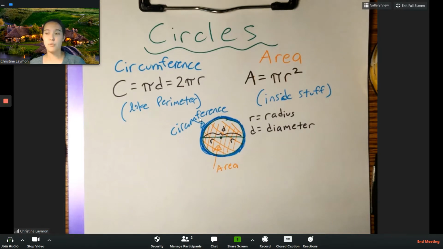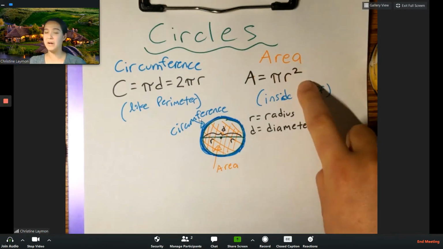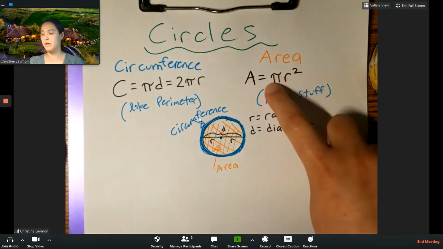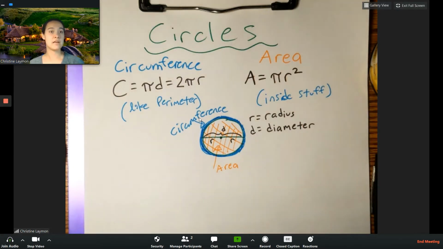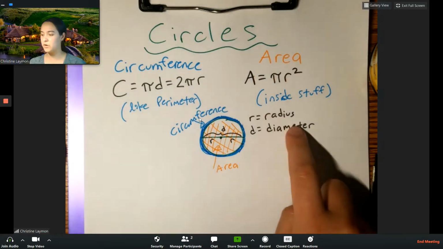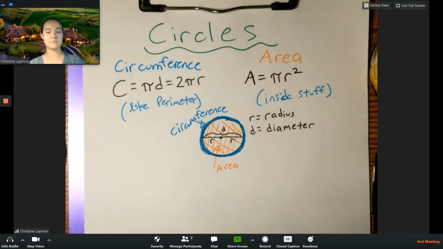Our other important formula is area, pi r squared. So pi times the radius again. And that's the inside stuff, like the grass inside the yard. So radius, diameter, our two formulas.